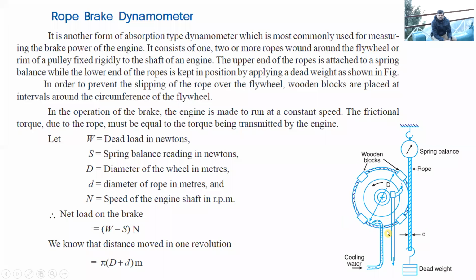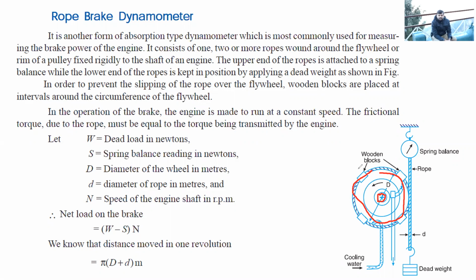Now, as you can see, this is the diagram of the rope brake dynamometer. All right. So over here, let me break this down for you. This is the engine shaft or the driving shaft. Okay. And above this driving shaft, the pulley is mounted. All right. So this is the diameter of the pulley or the wheel, whatever you can say. Now over this wheel, these are the ropes.